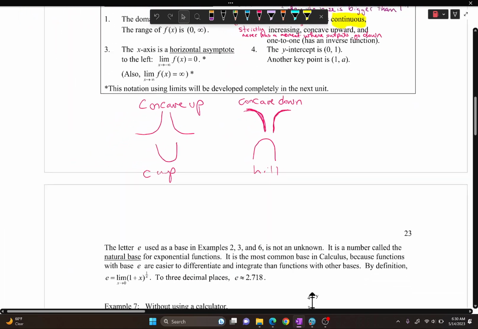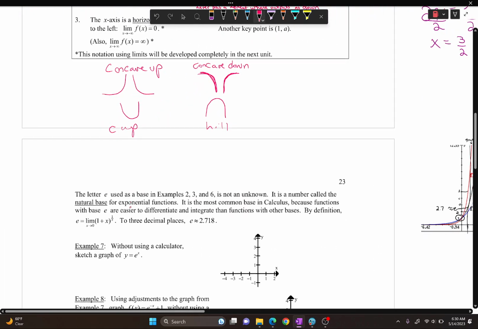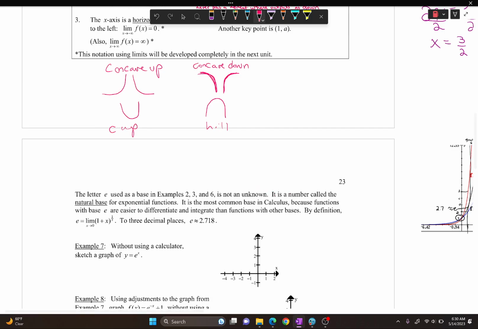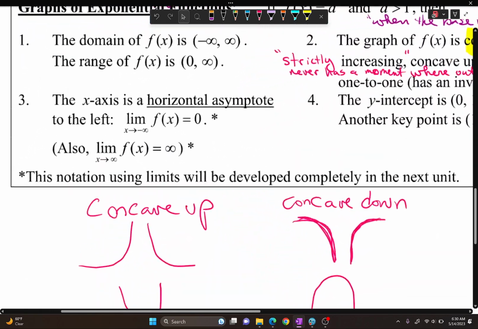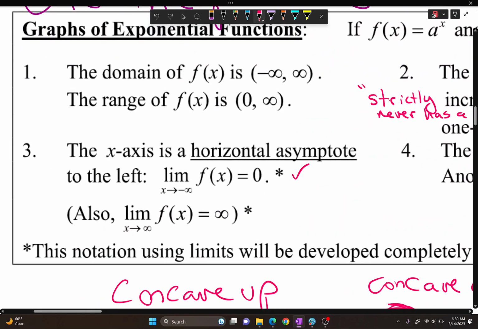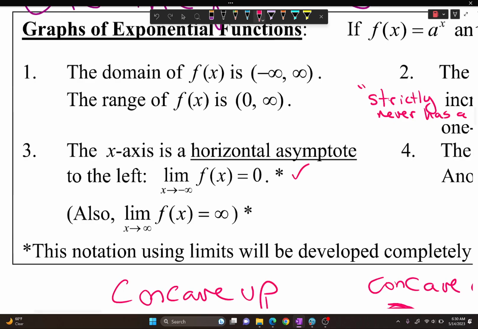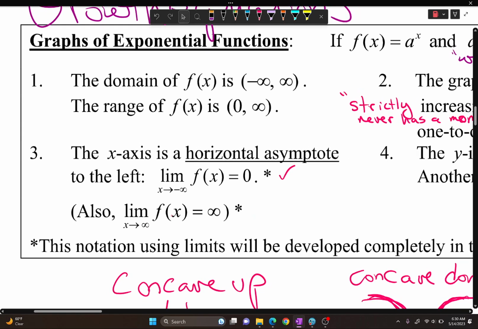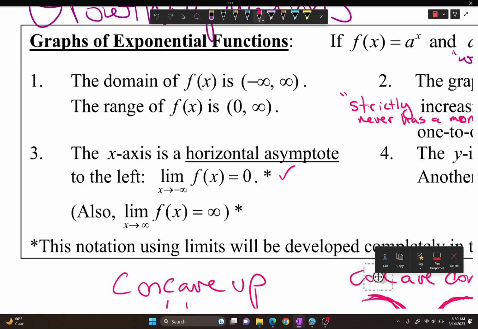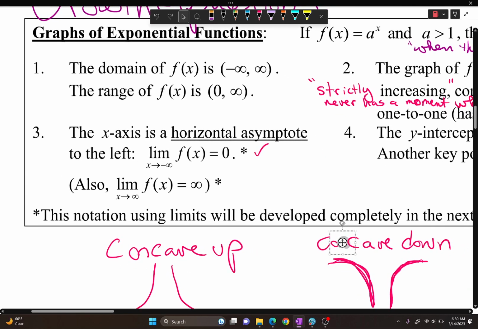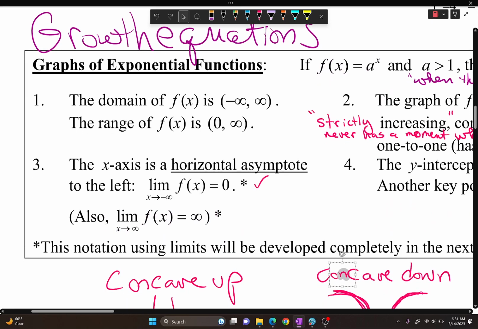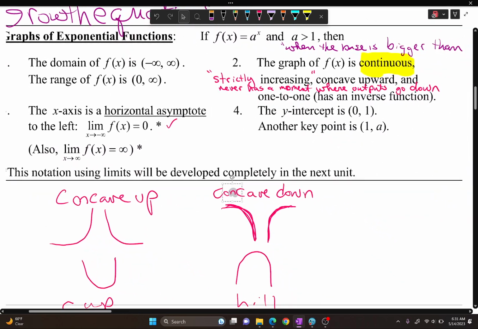All right. Letter e is used as a base in these examples, and it's not an unknown. Right there, limits taught you this. Remember, we talked about the fact that when we're going to the left, that's where the limit is equal to 0. And when we're going to the right, that's when the limit is equal to infinity. And aren't you glad that I've already explained this to you? Because he says in his book, this notation using limits will be developed completely in the next unit.